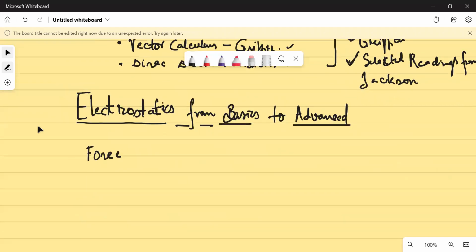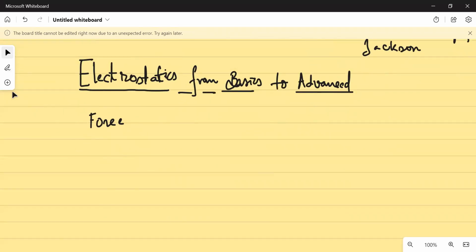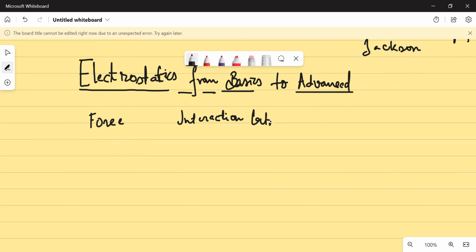So electrostatics, as you are aware, initially your life started with force. Your life started with force. If I have to find the interaction between two charges, then I had something called force. So I can find what force is being exerted by one charge on another, and I can describe what sort of interaction there is between two charges.